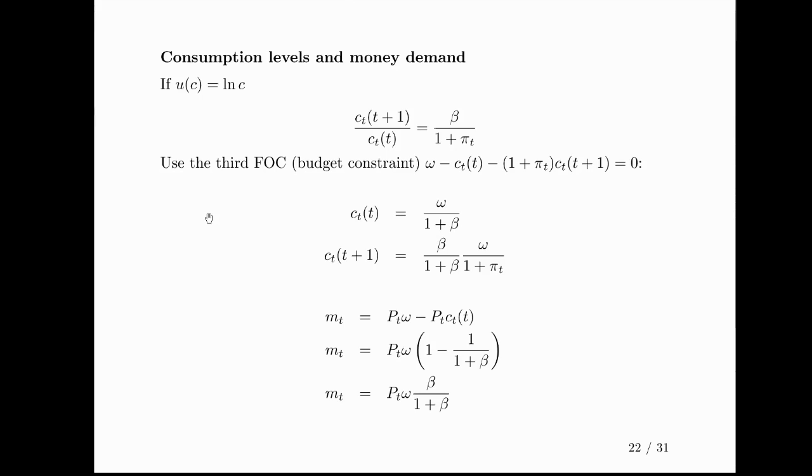Now what I can do is go back to this budget constraint. I can substitute C_t and C_t+1 in my budget constraint to get this expression here, so what we can see is a sort of quantity equation of money. How did I do that? Well, I just substitute this and this.